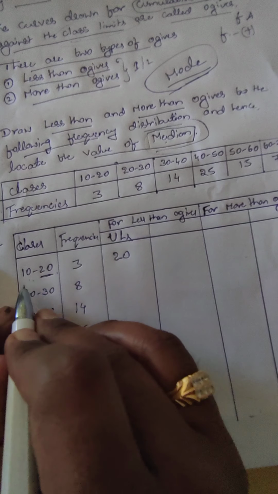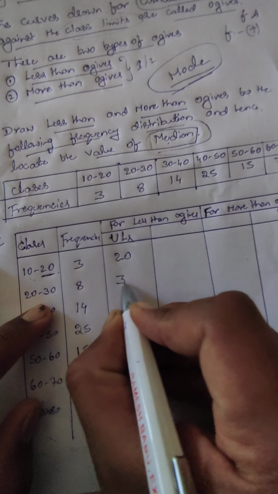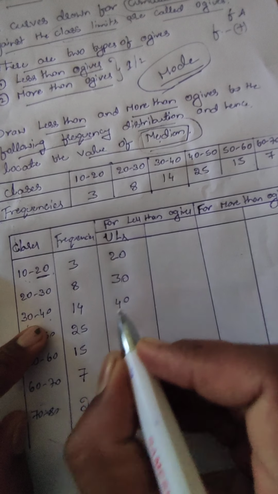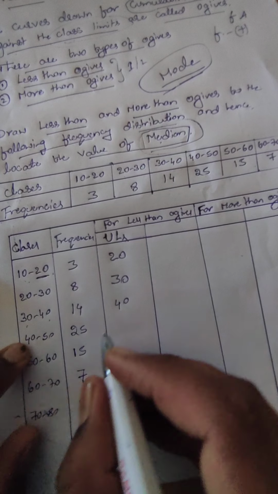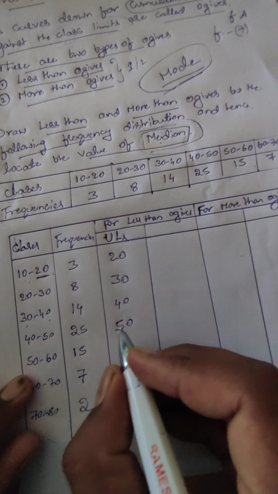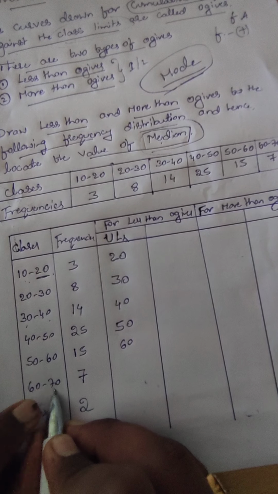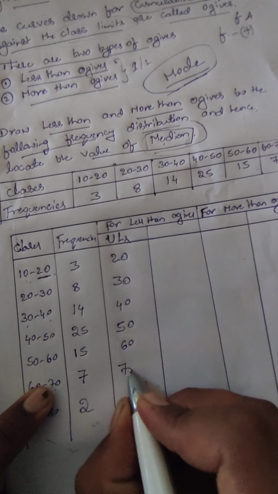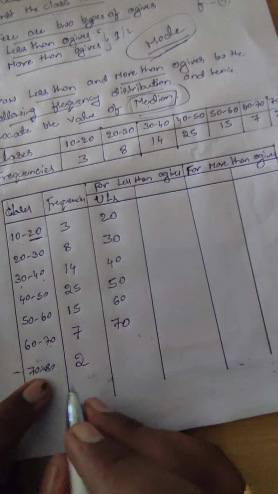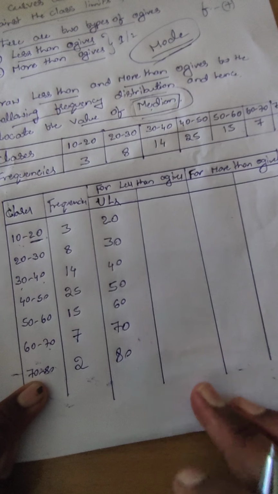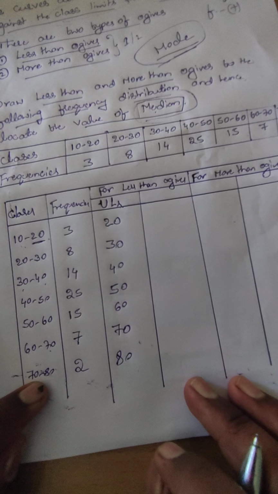In this class interval 20 to 30, the upper limit is 30. In 30 to 40, the upper limit is 40. In 40 to 50, the upper limit is 50. 50 to 60, the upper limit is 60. 60 to 70, the upper limit is 70. 70 to 80, the upper limit is 80. First we should identify the upper limits in the class interval.